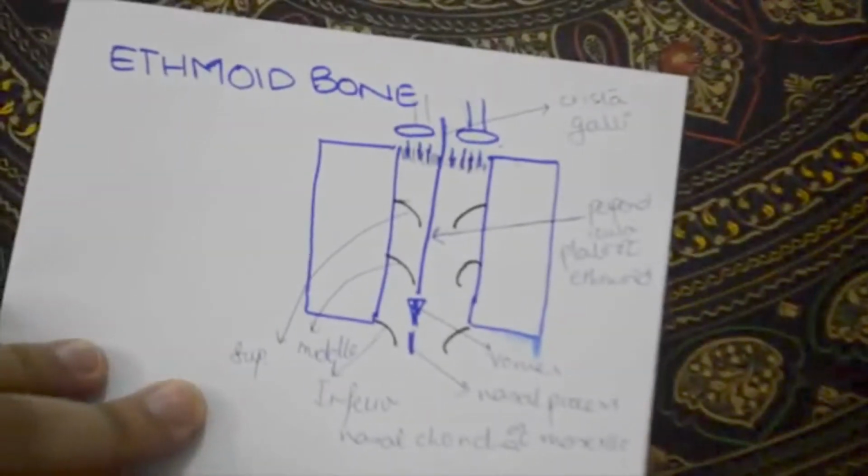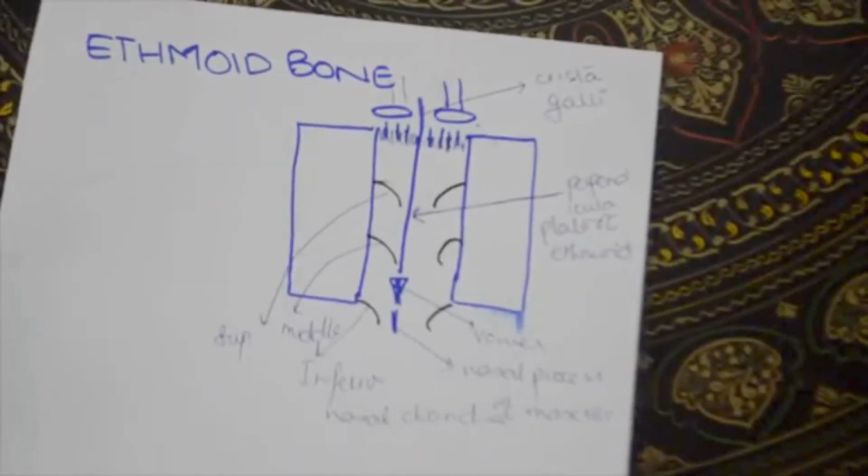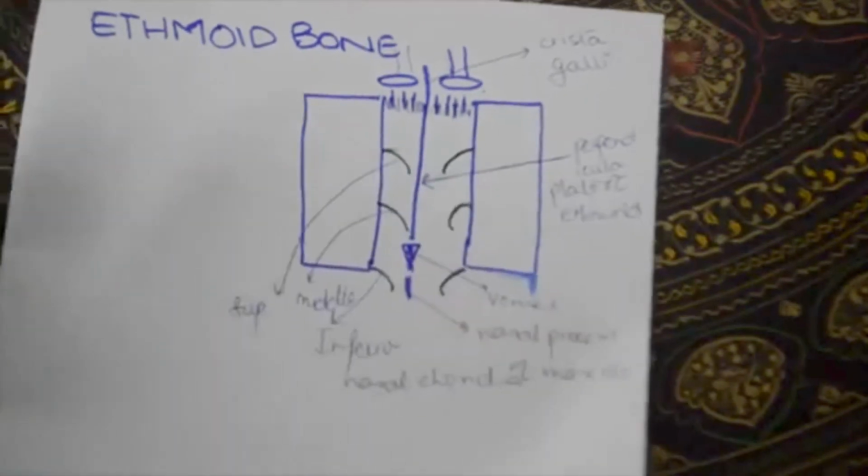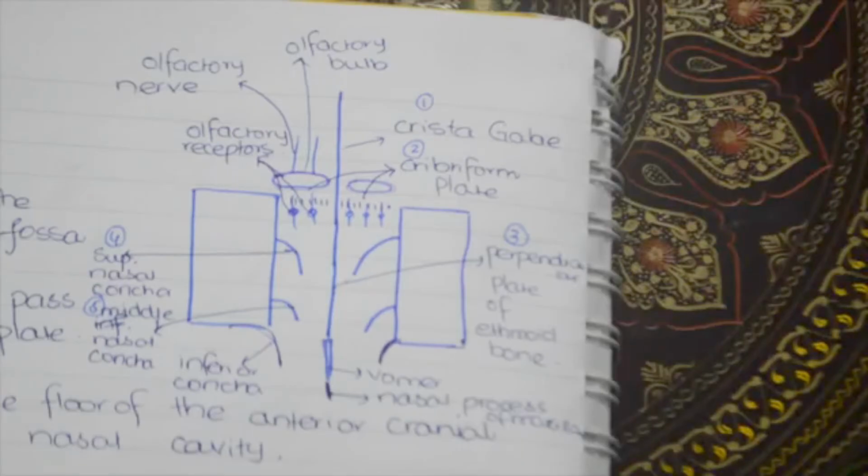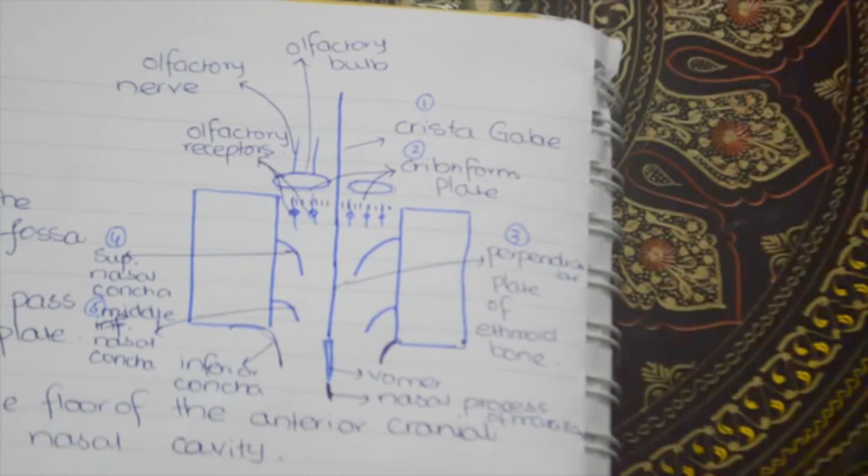Now I'll show you a neat diagram so you can actually see it properly. Okay, so now as you can see it clearly, the olfactory receptors, which are these, the marker ones, make the floor of the anterior cranial fossa and roof of the nasal cavity, and the olfactory receptors are present in the roof of the nasal cavity. Olfactory receptors make up the olfactory membrane at the inferior surface of the cribriform.